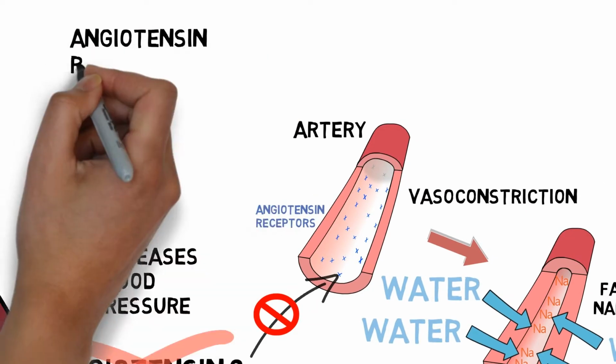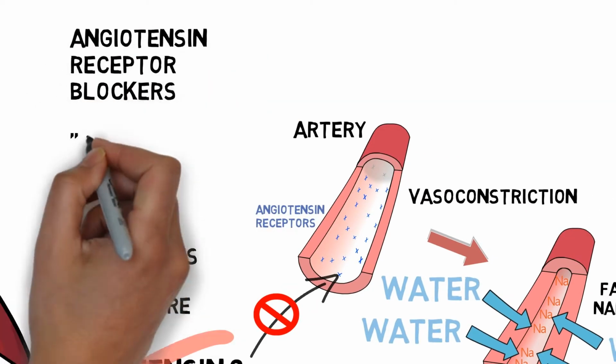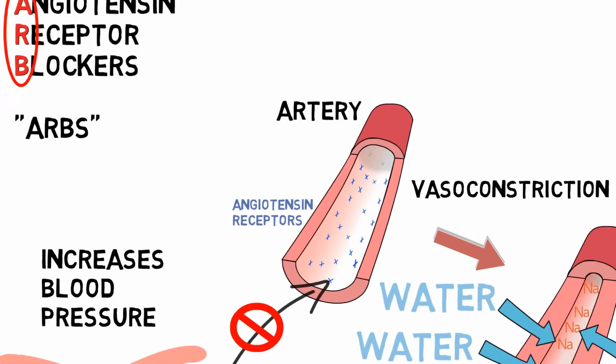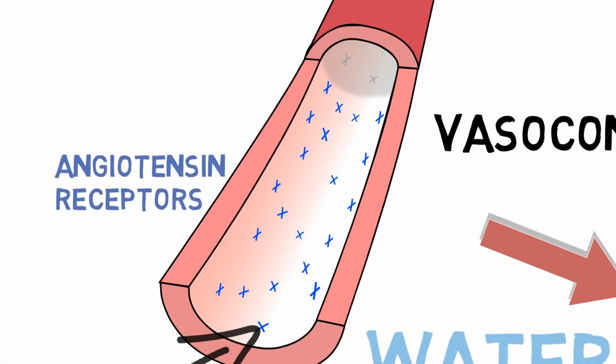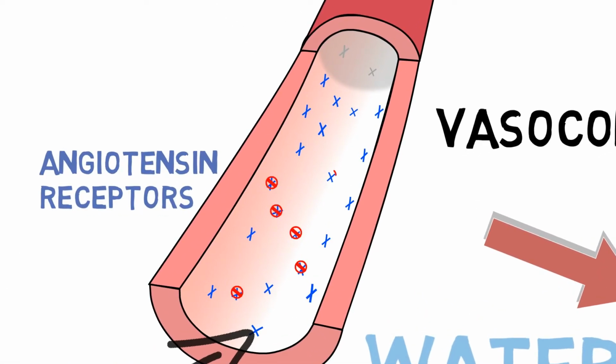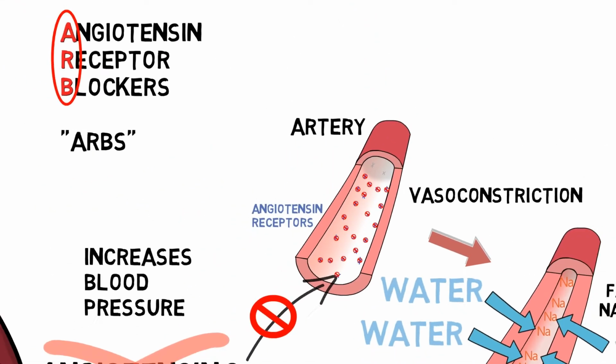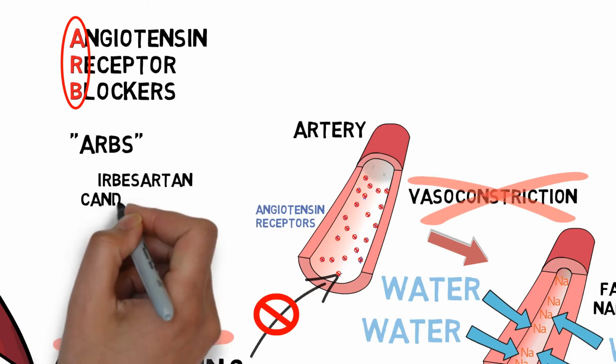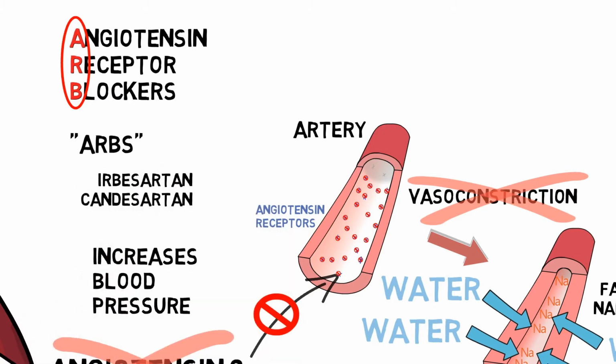The other type of medication we use to help control blood pressure is angiotensin receptor blockers, or ARBs. What these ARBs do is block these angiotensin receptors. So if these receptors get blocked, vasoconstriction cannot happen. Examples of ARBs are irbesartan and candesartan, which have the same ending, sartan.